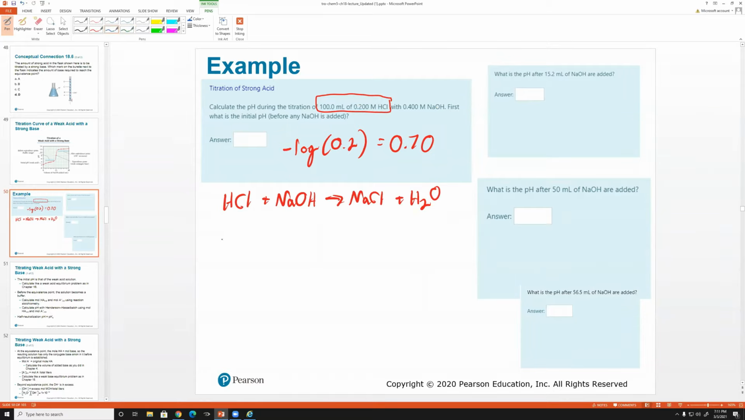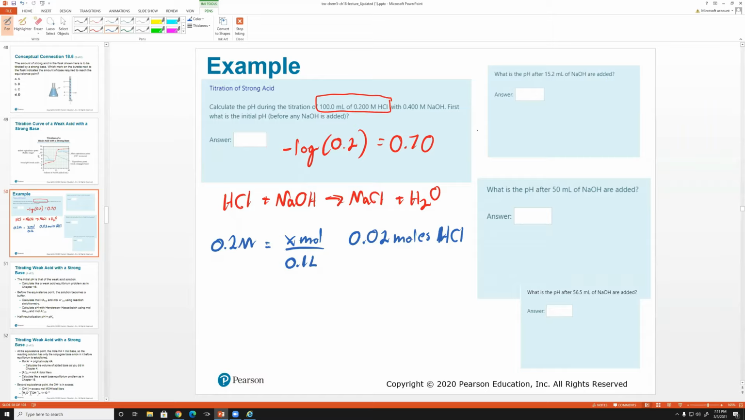Okay, so we can figure out the moles. So 0.2 molar HCl equals X moles over 0.1 liters, right? Because molarity is moles divided by liters. Multiply those together, you get 0.02 moles of HCl. So that is the amount that we're trying to neutralize. All right. Next, what is the pH after 15.2 milliliters of NaOH are added?